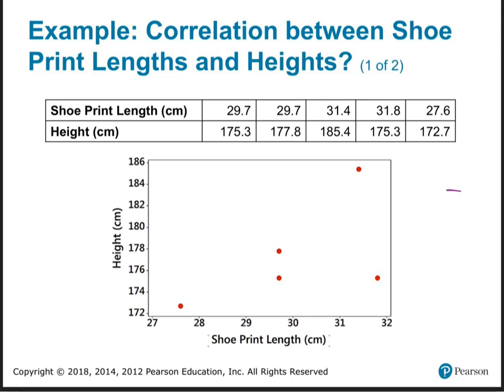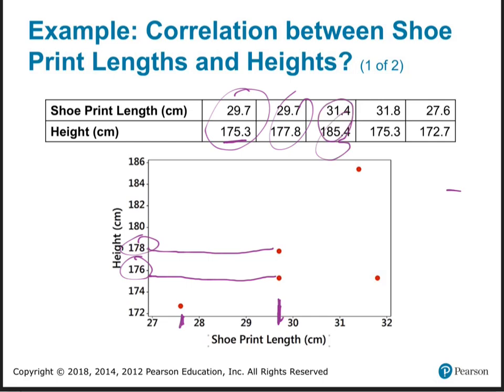They took this point right here, 29.7. That's this point. No, that's not that point. That's shoe print 29, almost 30. And 175.3. That's this one. And the other one, 29.7, 177. So that's a person that had shoe print length 29.7. One of them was 178 centimeters tall. And the other person was 176 centimeters tall.